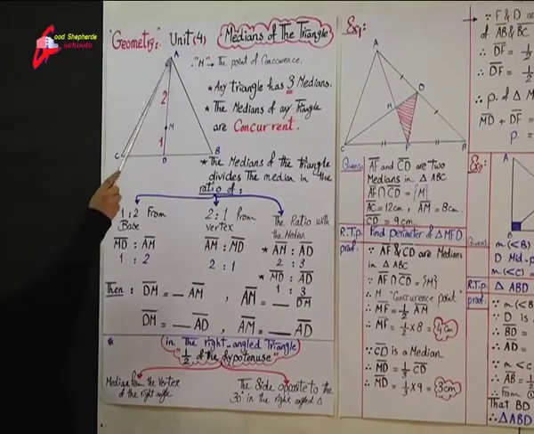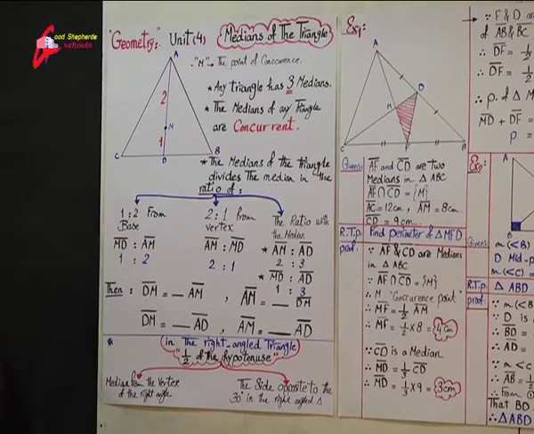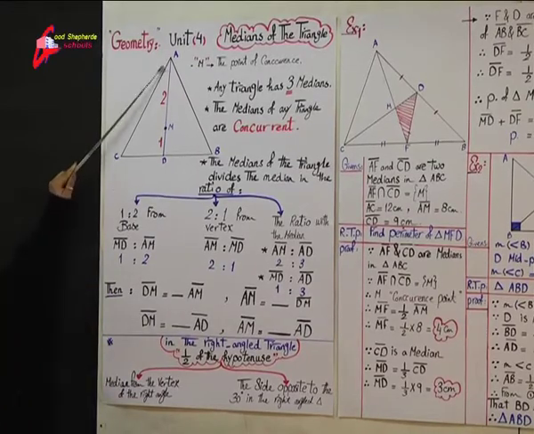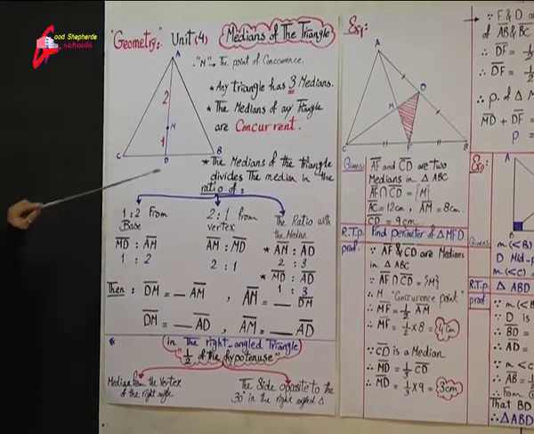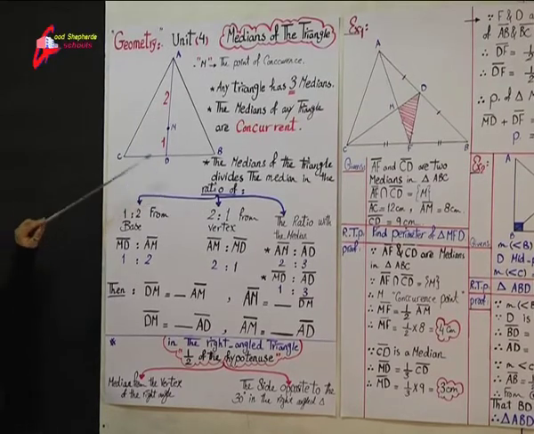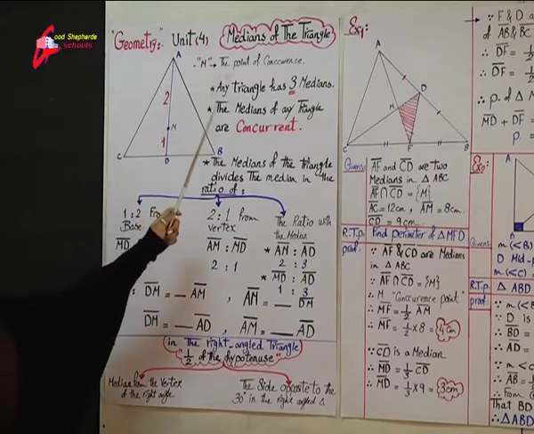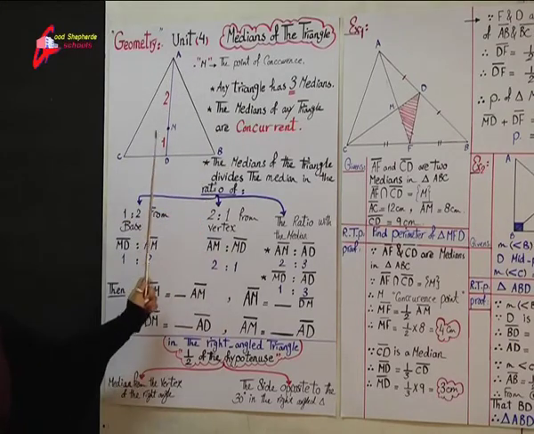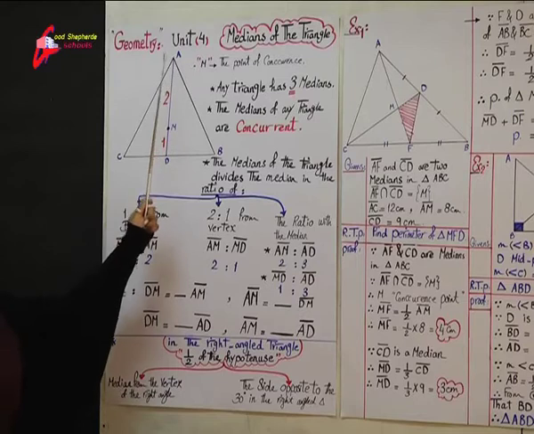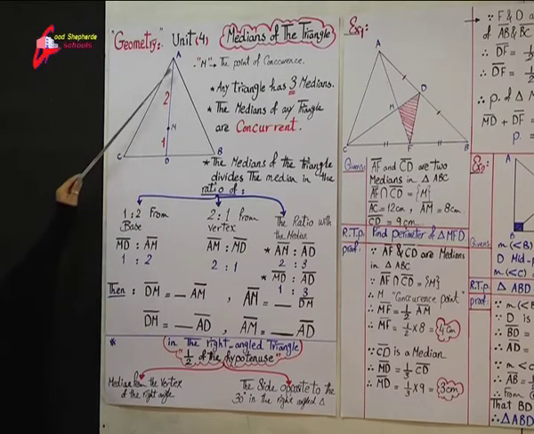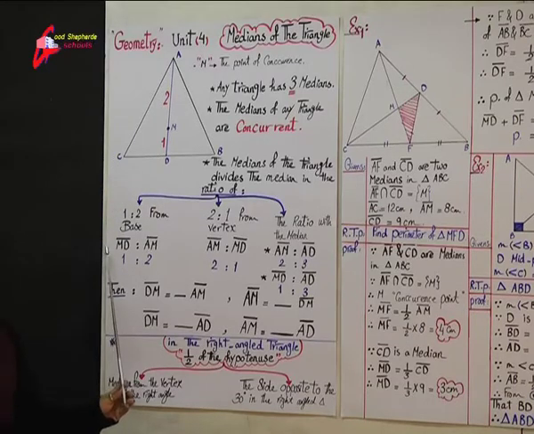If you have the median from A to D, the meaning of median is the line segment drawn from the vertex to the opposite base. The 3 medians drawn from the 3 vertices must intersect at one point, and this point M is called the point of concurrence. It means the point M divides each median in 2 ratios. You can have the ratio from the base or the ratio from the vertex.